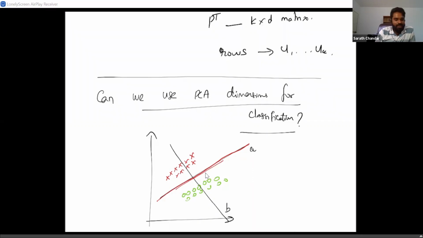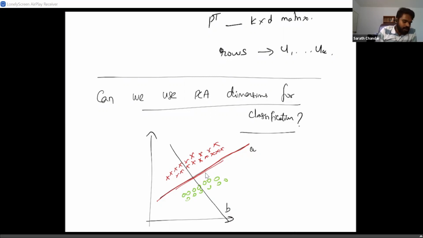There's a question: how is A varying more than B? That's because of my drawing skills. If I put something like this, now you can clearly see that this direction has more variance. So maybe it was my drawing mistake.